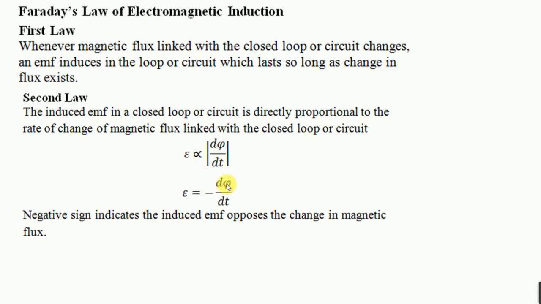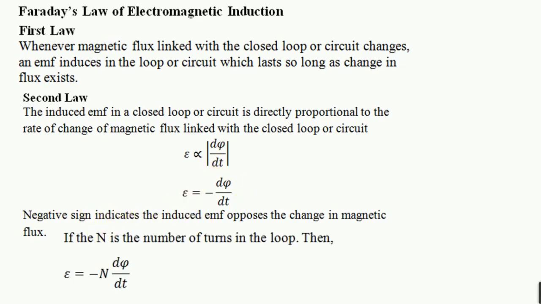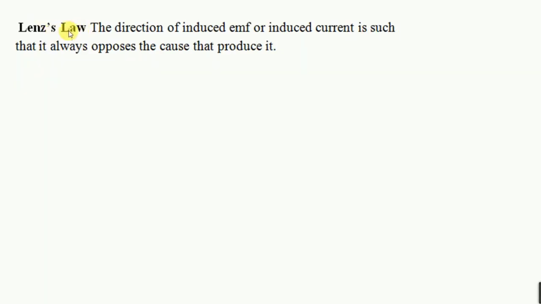And if you remove the proportionality sign, you'll get a minus sign here. The negative sign comes because the produced EMF will try to oppose the change in flux. In the next law, we'll understand this better. And if you have n number of turns in the loop, then your EMF will be minus n times d phi by dt. Lenz's law. Lenz's law is used to find the direction of induced EMF, and it states that the induced EMF is produced in such a way that it opposes the cause that produces it.